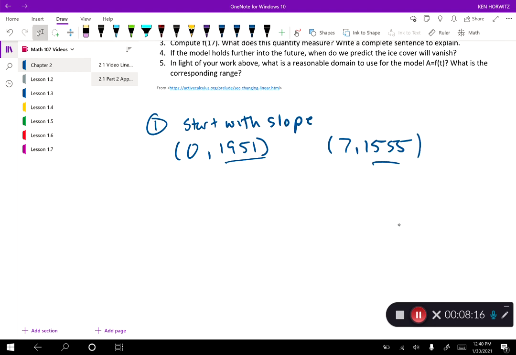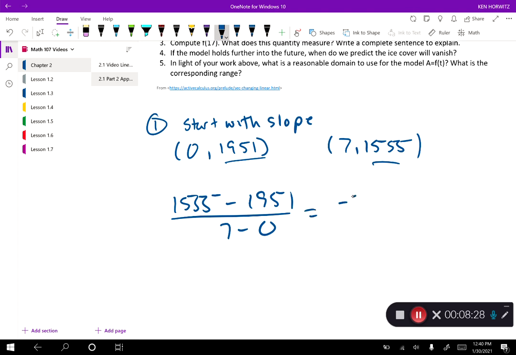All right, so I have 1555 minus 1951 over 7 minus 0. And when I do the subtraction, I got negative 396 over 7. And that is indeed my slope.